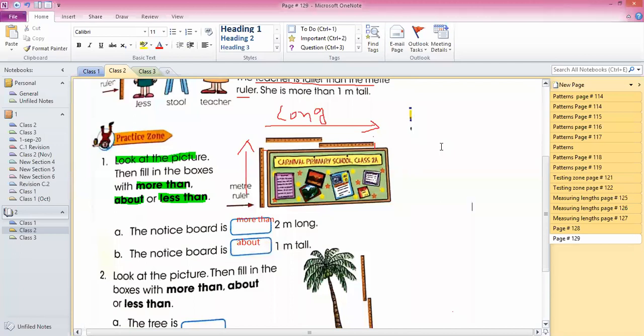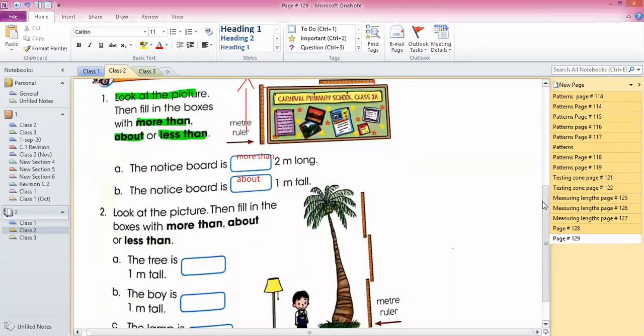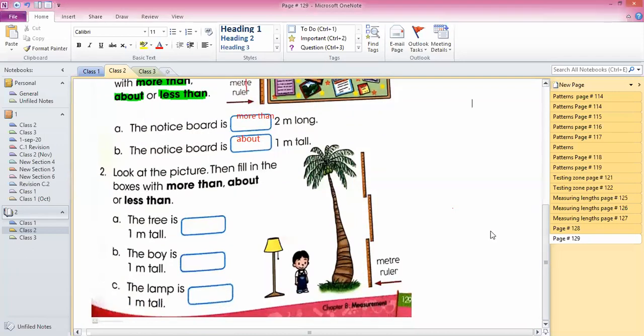Very good, Sharif. Yes, guys. So the notice board is more than 2 meter long. You can see that it is longer, so that's why you say it is more than. And the notice board is dash 1 meter tall: about 1 meter tall, more than 1 meter tall, or less than. You see it's almost about, so you will say the notice board is about 1 meter tall.